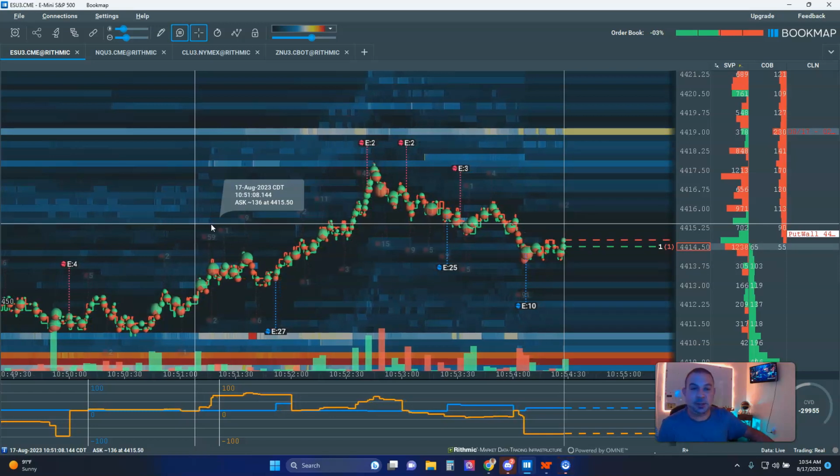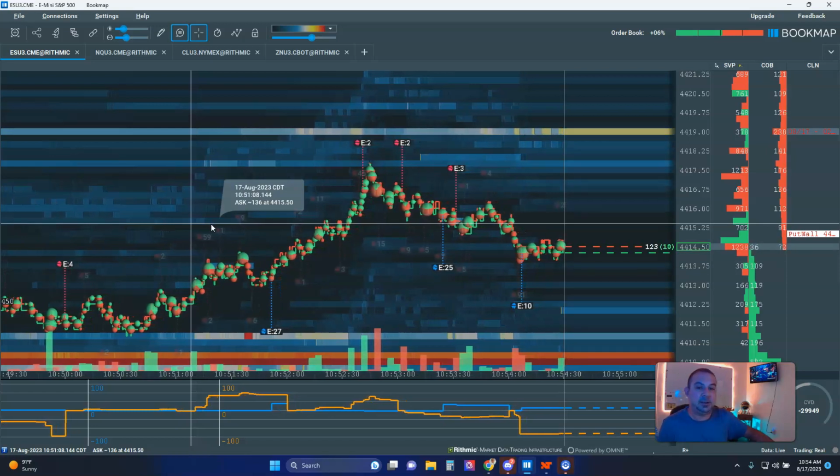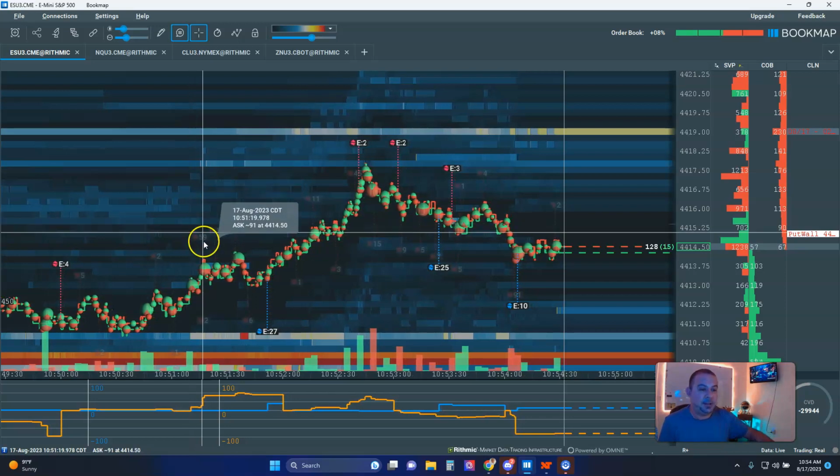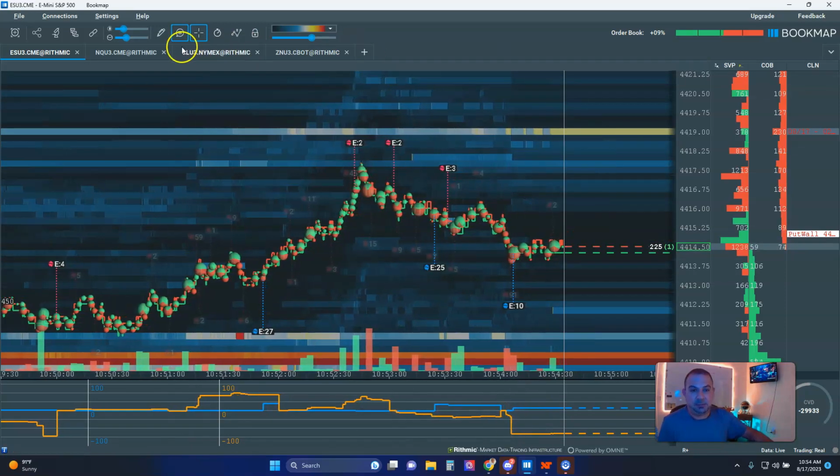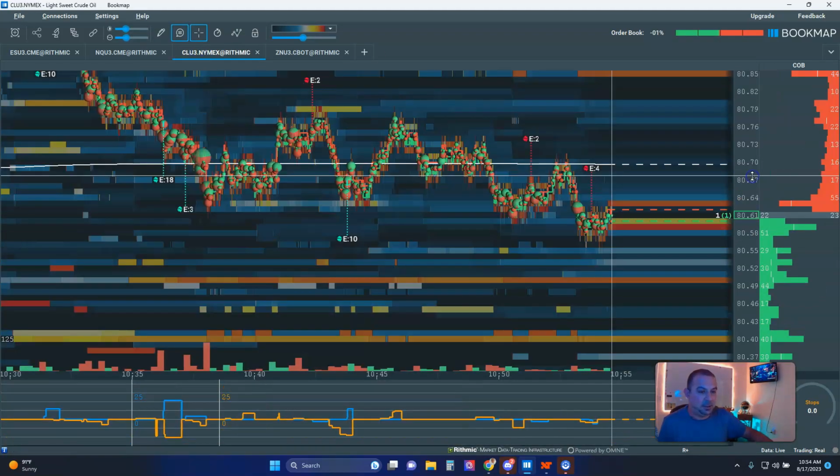There are stock traders. You can use this with the different data for stocks. I use it for futures because that's what I am, a futures trader. And you can use them for many different commodities and stuff. So, kind of a little preview here.